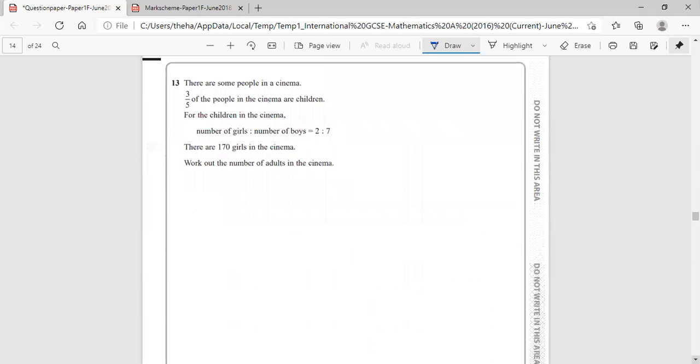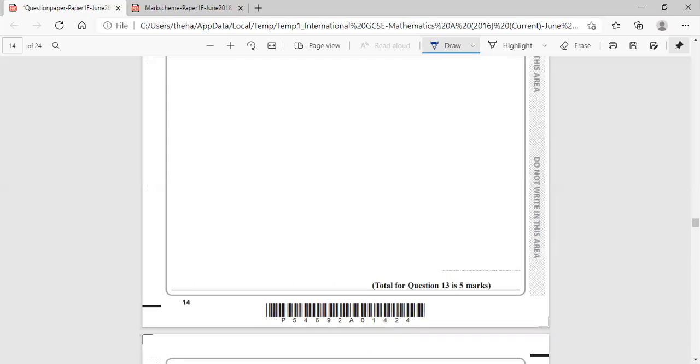Right, number 13. There are some people in a cinema. 3/5 of the people in the cinema are children. For the children in the cinema, the number of girls to the number of boys is 2 to 7. There are 170 girls in the cinema. Work out the number of adults in the cinema. So this question is worth 5 marks.